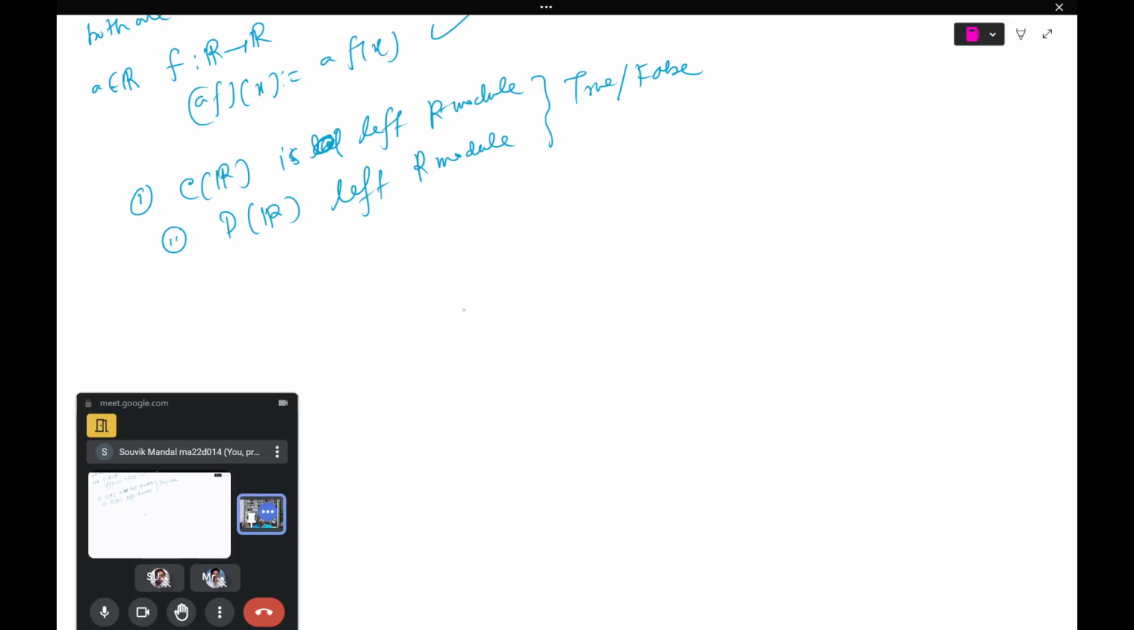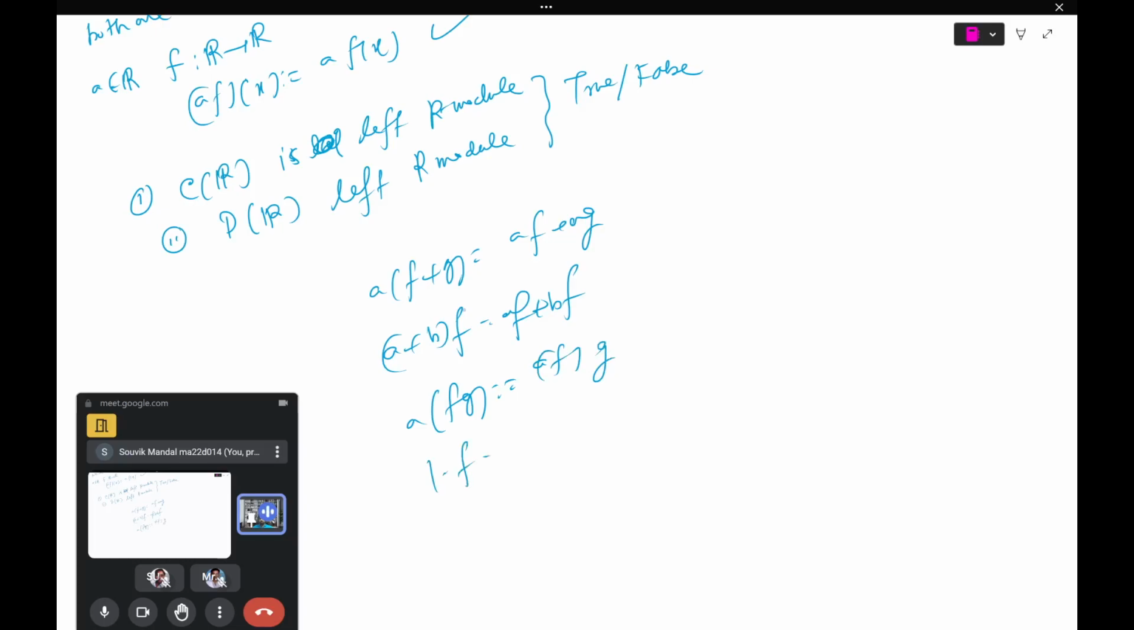That is, a(f plus g), you need to check whether it is af plus ag or not. Similarly, (a plus b)f is equal to af plus bf, yes or not. Also, (ab)f is equal to a(bf) or not. Also, 1 dot f is equal to f. You need to check all these four conditions, whether they are satisfied, right? Now it's quite obvious that they are going to be satisfied. So that's why both are left modules. Yes, sir, clear.